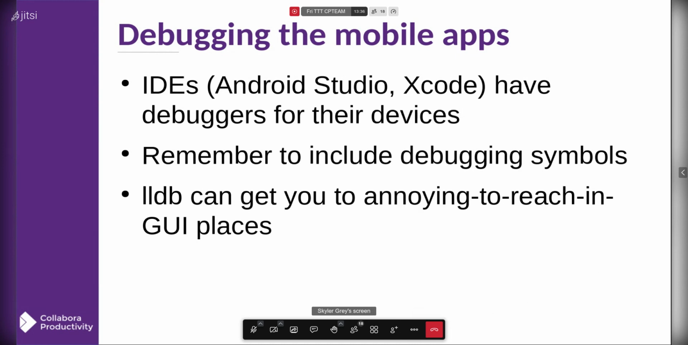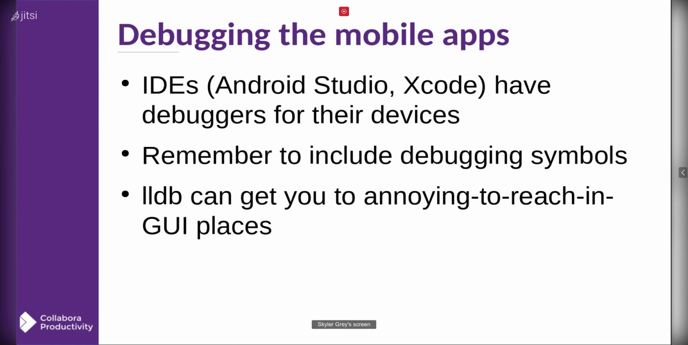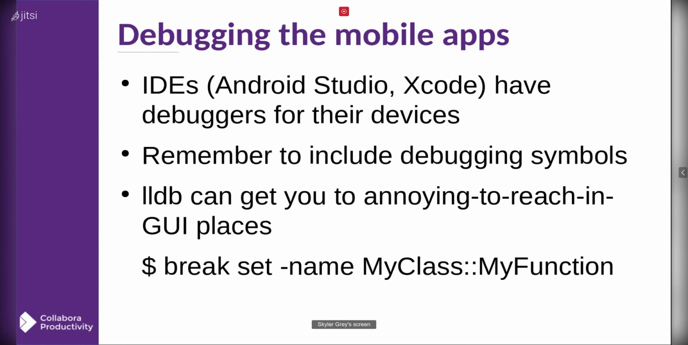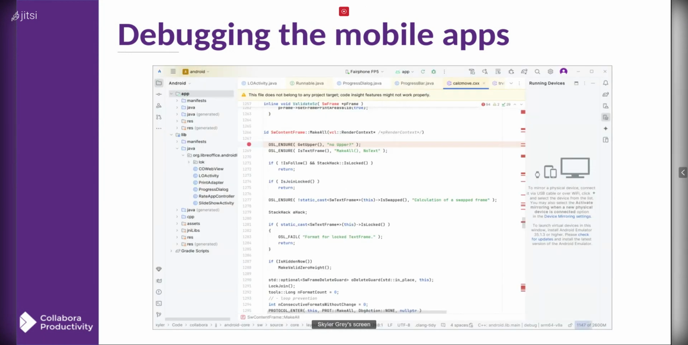One tip I have is LLDB is provided in both Android Studio and in Xcode, and it's really helpful to get you to files that may not be in the project because they are in core, without having to navigate through your file system and find them. You can break set -name with a class and a function name, and that will set it in a much simpler way than trying to find the right file.